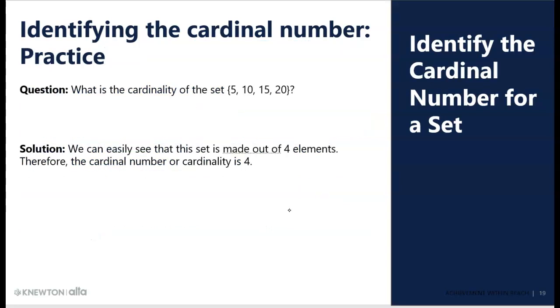So what is the cardinality of the set containing the elements 5, 10, 15, 20? You literally count them. 1, 2, 3, 4. The answer to this is 4 because there are 4 elements in the set.